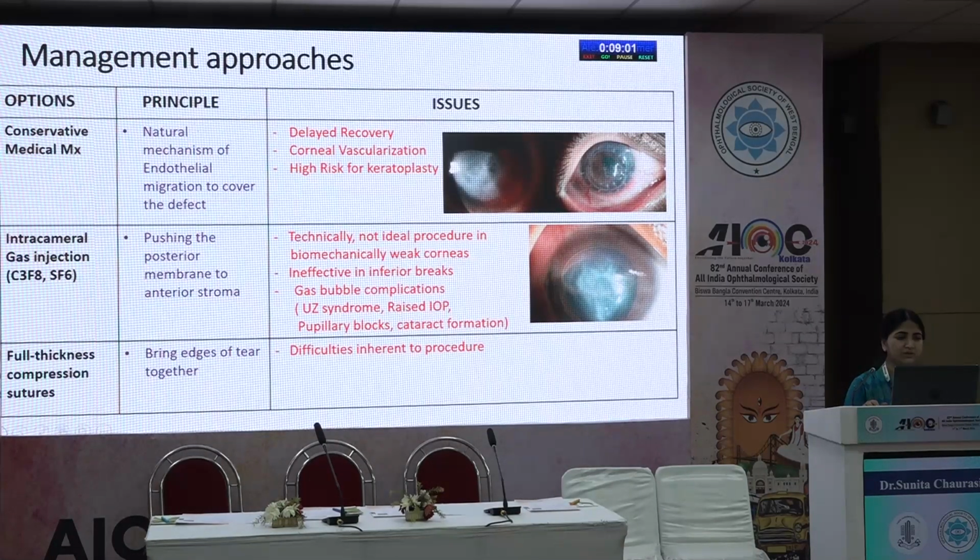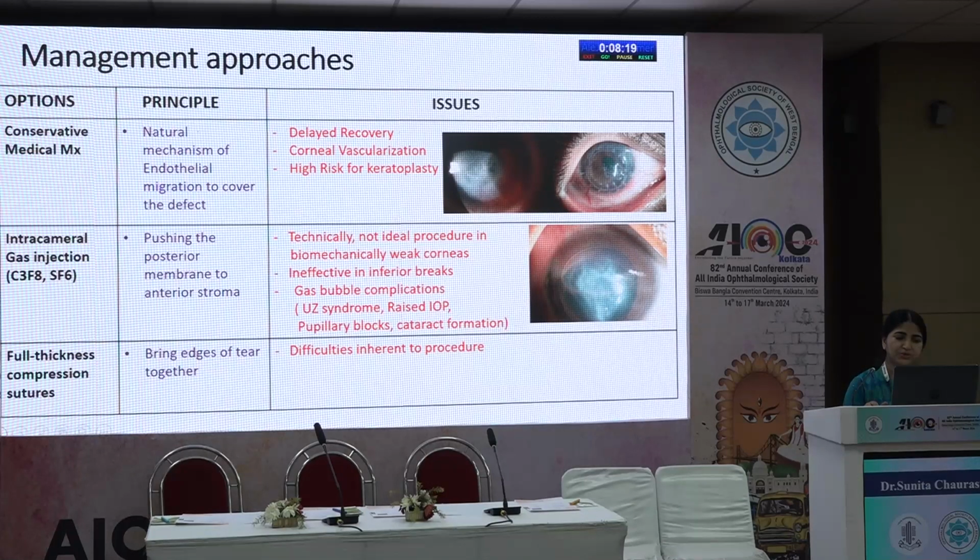Intracameral gas injection was a favored strategy for many years, but the only problem is that when we have intracameral air, it can lead to raised intraocular pressure in an uncontrolled manner. It necessitates a PI to counter the effects of intracameral air tamponade, and this is based upon the premise of pushing the posterior membrane to the anterior stroma. So technically it is not a very ideal procedure as well, because keratoconic corneas are biomechanically weaker corneas, and this is also ineffective for inferior breaks, and of course the other complications related to cataract formation, Urrets-Zavalia syndrome, and pupillary block are the unwanted sequelae of having a gas bubble in the anterior chamber.